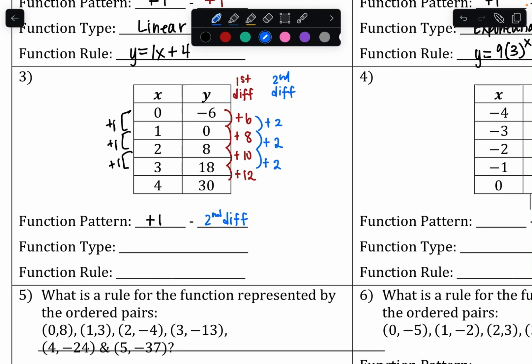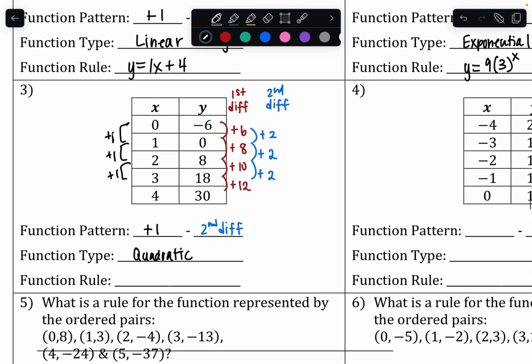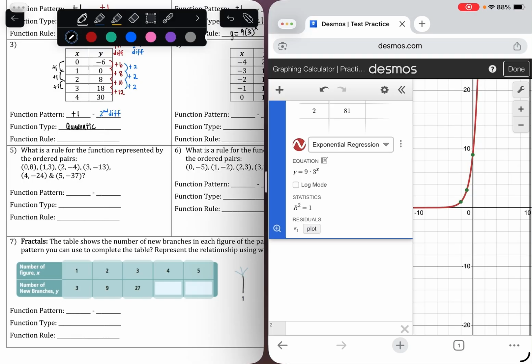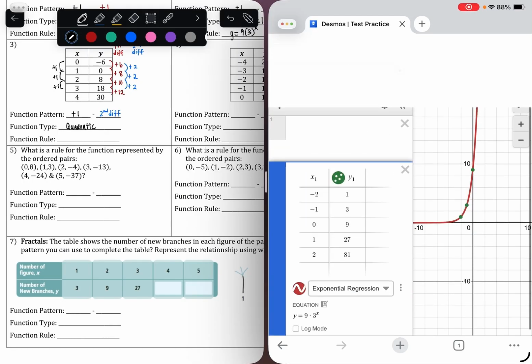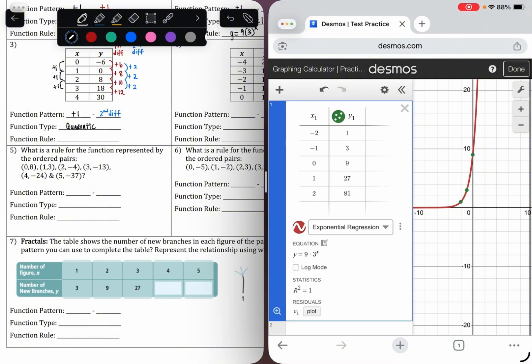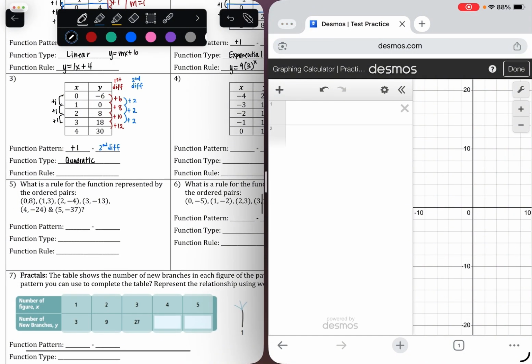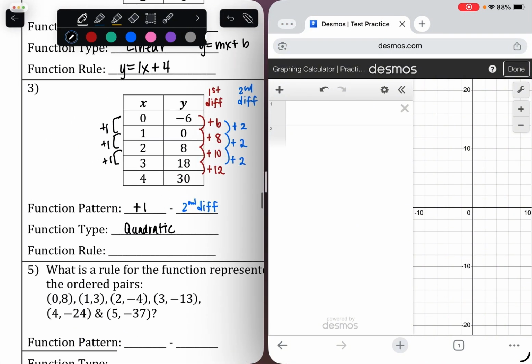And so that means we are working with a quadratic function. And there is not an easy, quick way to write the equation for a quadratic. So this is where the regression is very, very helpful. So clearing out what is already in my calculator, we are going to add this new table.